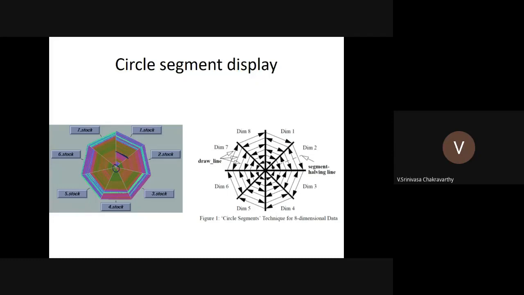An entire record is plotted at one distance from the origin. So you will have a regular polygon of a given radius or size representing one record, or one data point, which has 7 attributes, and the colors of the various sides indicate the attribute values. This is called a circle segment display.